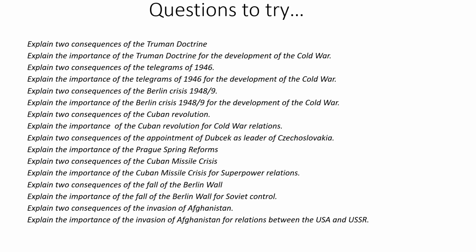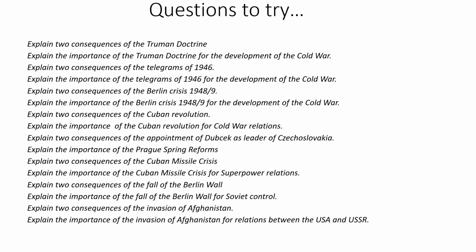If we take the top two, we've got explain two consequences of the Truman Doctrine and then explain the importance of the Truman Doctrine for the development of the Cold War. When you're being asked to explain two consequences of the Truman Doctrine, you're being asked to explain what happened because of the Truman Doctrine. That's what a consequence is. It can be positive, it can be negative, but a consequence is what happens because of an event. So in this case, what happened because of the Truman Doctrine, and you need to identify two factors.